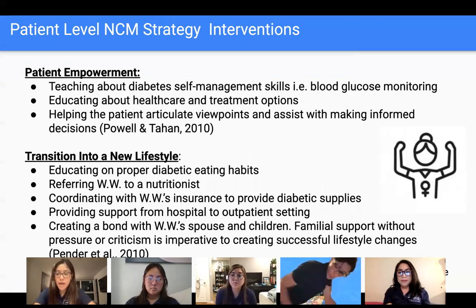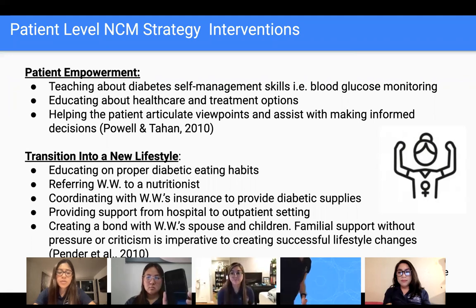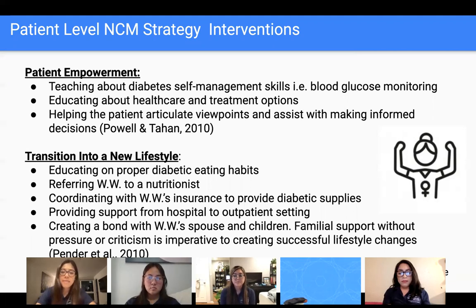In terms of patient empowerment, it's going to be important to assess what she already knows as far as receiving insulin, when to give it, how to do it, and then to ensure that she receives any further proper education that she needs, as well as discussing her treatment options. With empowerment, it's important for her to be able to have choices and to thus make the best informed decisions.